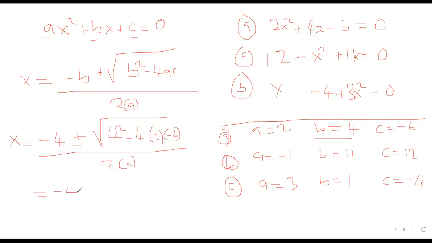So here we have minus 4 plus minus, then 4 squared is 16. Then you multiply these 3, where 4 times 2 is 8. 8 times 6 is what? 48. So we put the 48 there. All right. Then 2a, so this is 2 times 2, which is 4. What is 16 plus 48? 64.